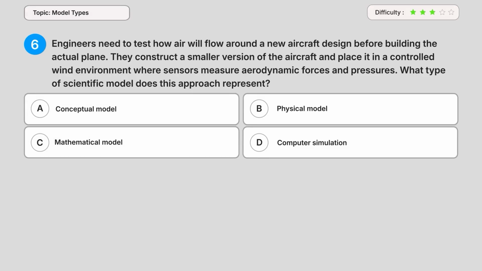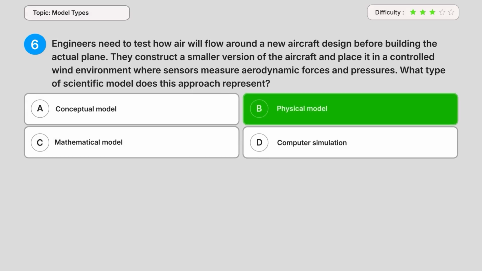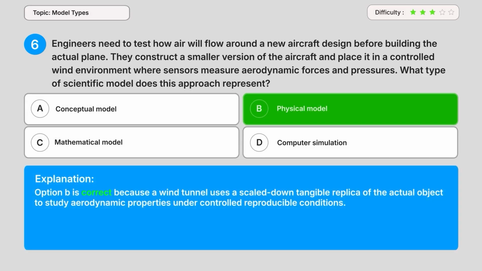Correct answer, B. Physical model. Explanation: option B is correct because a wind tunnel uses a scaled-down tangible replica of the actual object to study aerodynamic properties under controlled reproducible conditions.